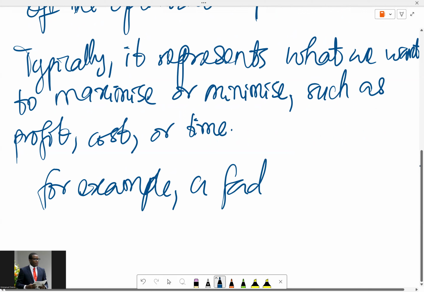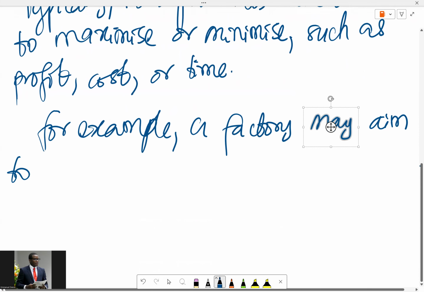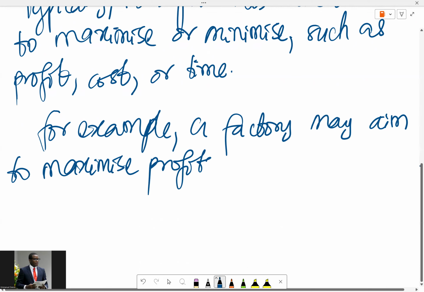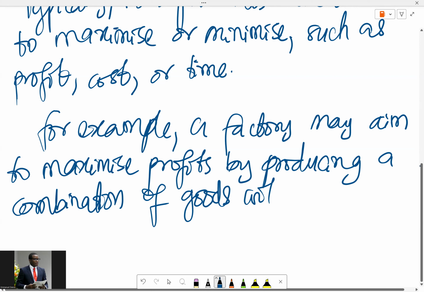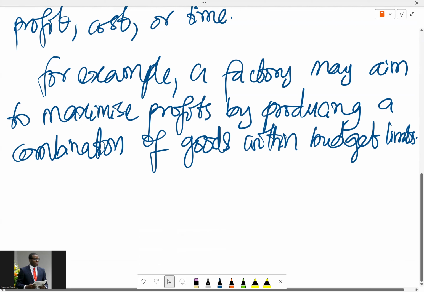For example, a factory may aim to maximize profits by producing a combination of goods within budget limits. So there are limitations, but then you still want to get the best of the situation.